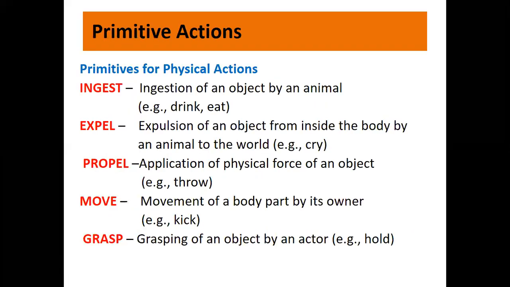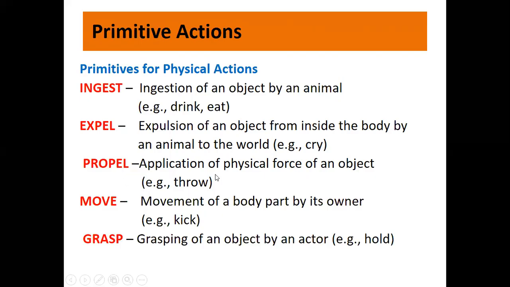Fine. Okay, now let us look at the set of primitive actions which will be helping us in representing the CDs, the sentence in the CD form. There are 11 primitive actions. Primitive actions for physical actions, we have 5 of them. The first one is ingest, that is ingestion of an object by an animal, that is drinking, eating and all. Expel, expulsion of an object from inside the body by an animal to the world, that is cry. Why cry? Because tears are rolling out. When you cry, something is expelled out from the body.